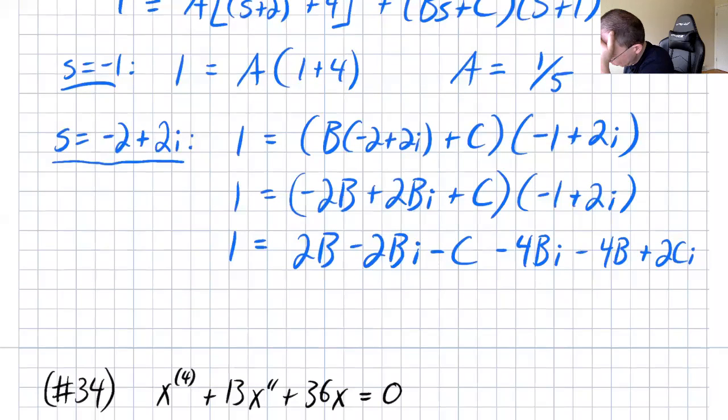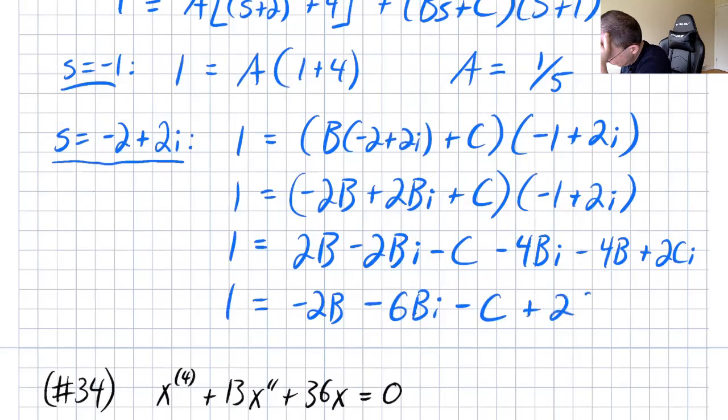Okay, so now we just match up the real and the imaginary parts of this. I can see some things are going to combine together, so those will combine, and these terms will combine as well. Let's do that before we move any further. So we get -2B minus 6Bi, and then minus C, and then plus 2Ci. Okay.